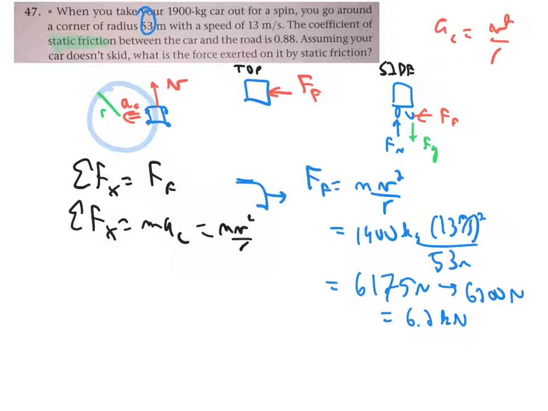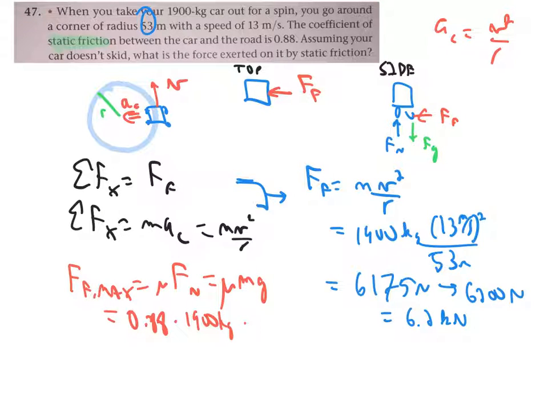You might wonder, why do they even bother giving us the coefficient of friction, since we end up not using it? But what we really need to do here is to verify what would be the maximum force of friction. So the maximum force of friction is mu times the normal, which in this case will be mu times mg, or 0.88 times 1900 kilograms times 9.81 meters per second squared, or 16402 newtons, which is 16 kilonewtons.